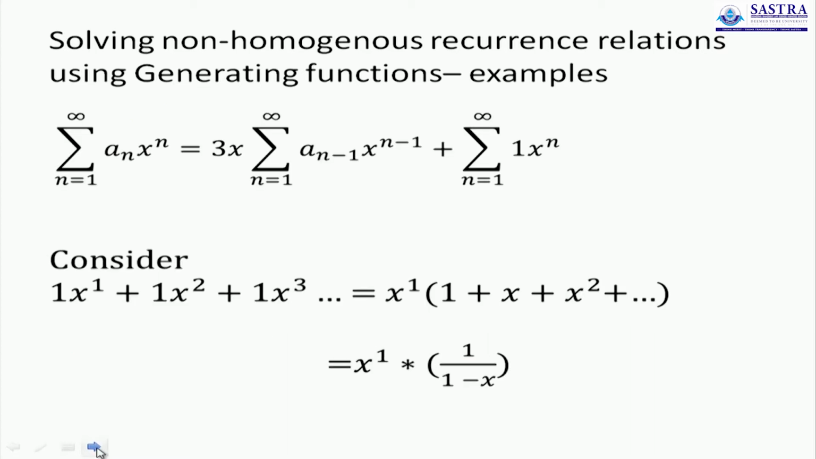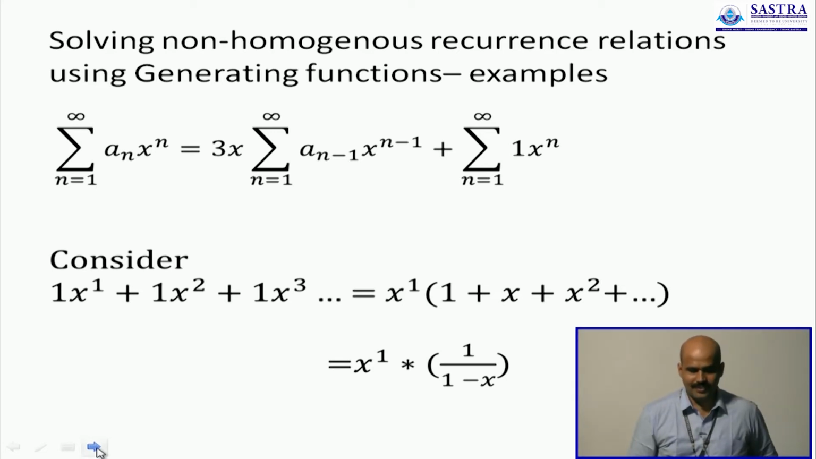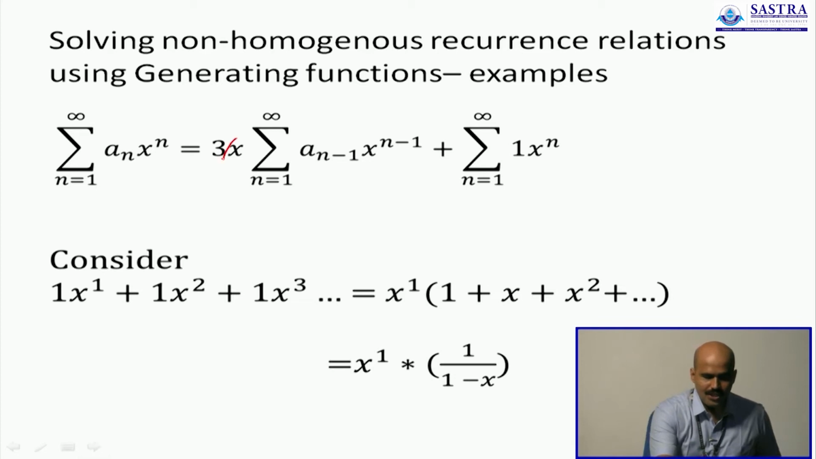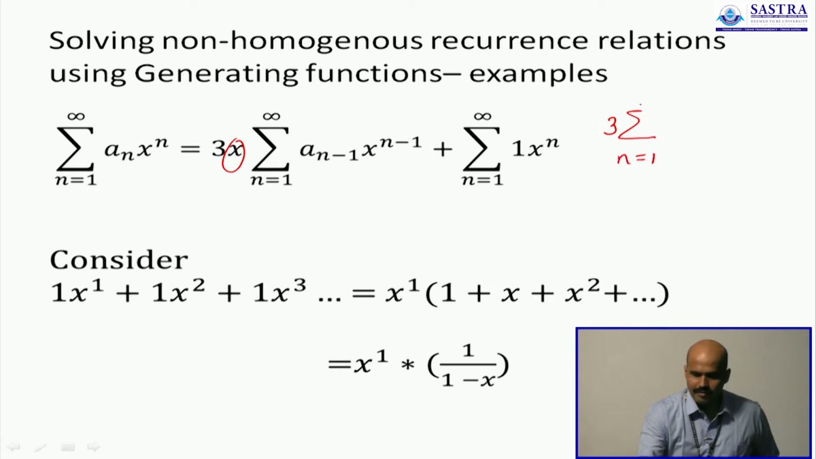So that's what we have. We make this adjustment. What we had was 3 times the summation, n is 1 to infinity, a_{n-1} x to the power of n.